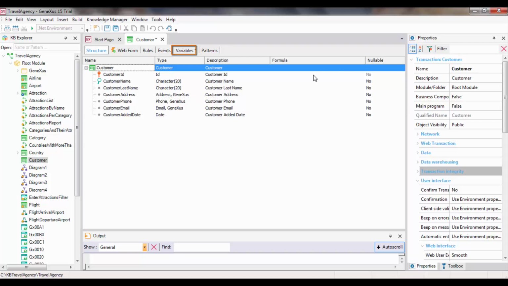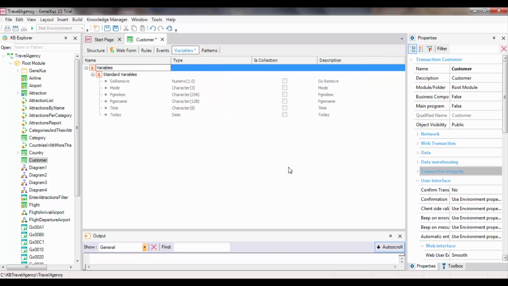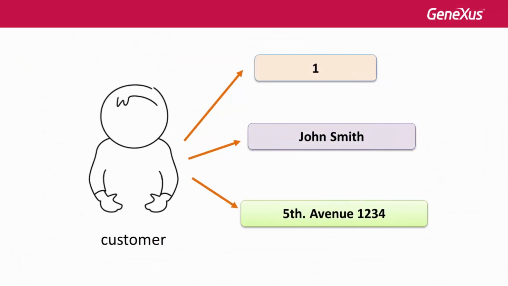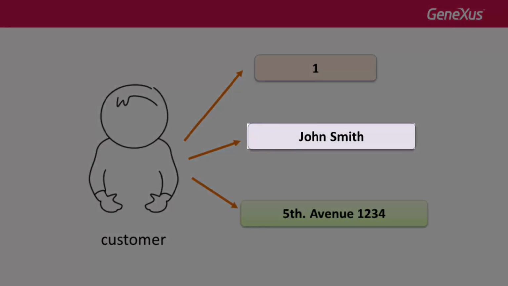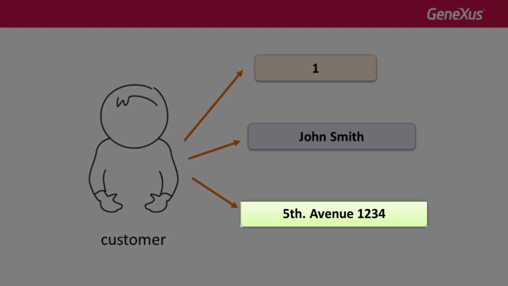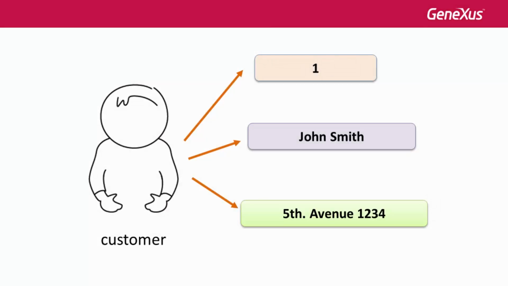As we've seen before, each object has its variables section. That is to say, variables defined in an object are only known in this object. Now, for example, if we want to temporarily save a customer's details in a certain object, we can define an individual variable to save the ID, another individual variable to save the name, and another one for the address, and so on. In addition, GeneXus allows storing several data items together in a single variable.